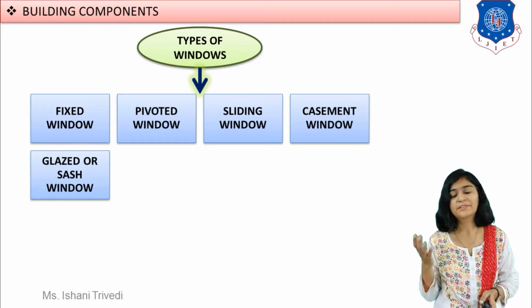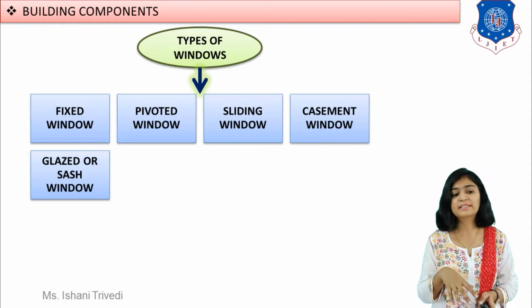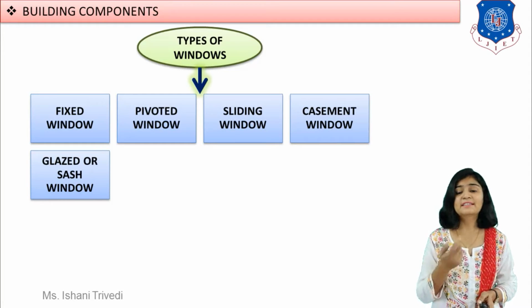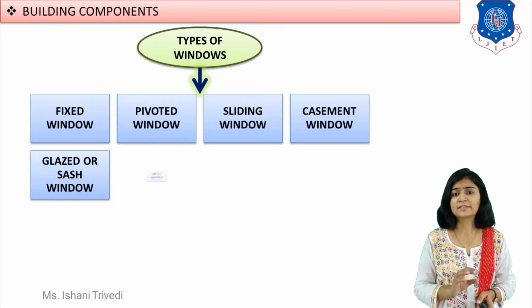Only the difference will be, it will be partially glazed or fully glazed, or partially glazed and partially paneled. So it is one and the same. As I said, glazed and sash window. So casement and glazed and sash window are going to remain almost the same with minor changes.